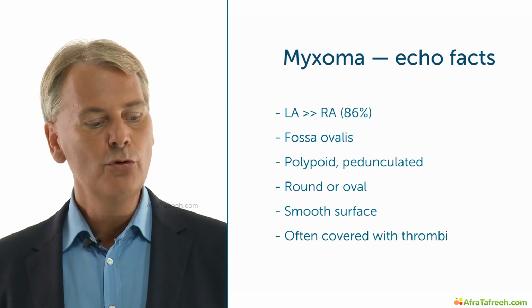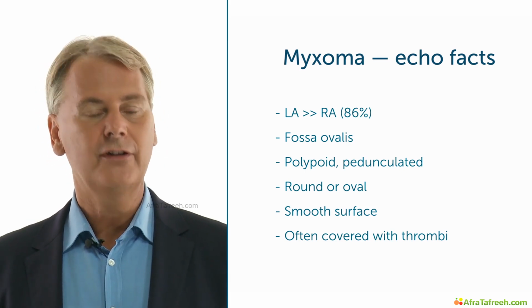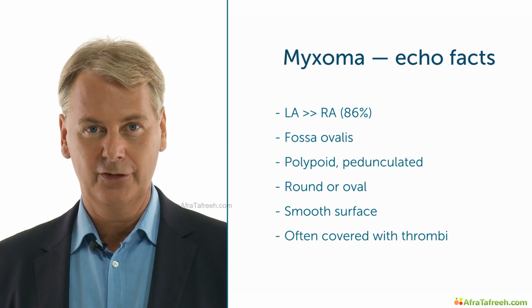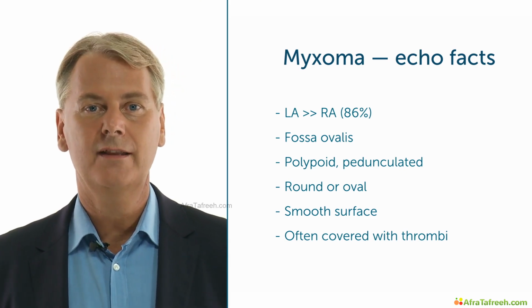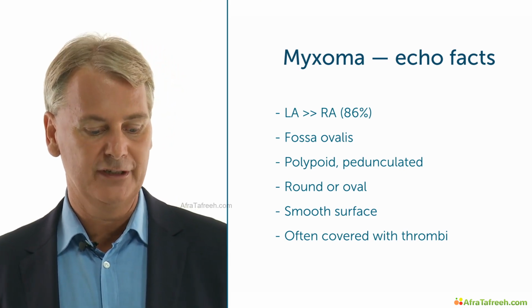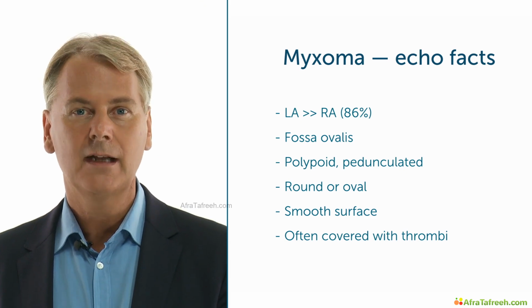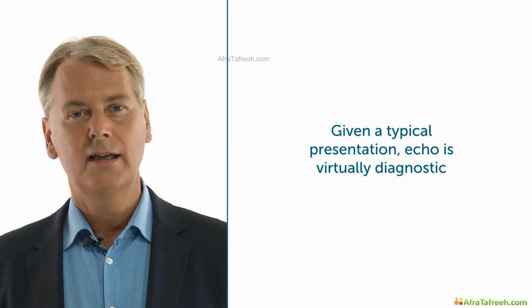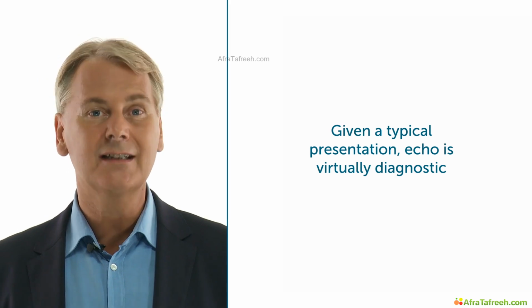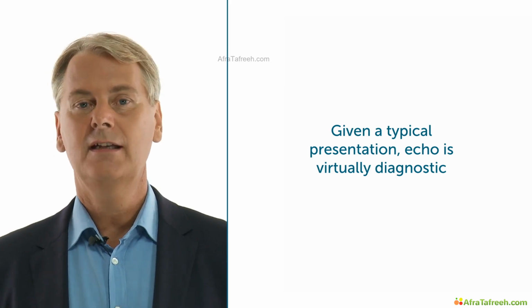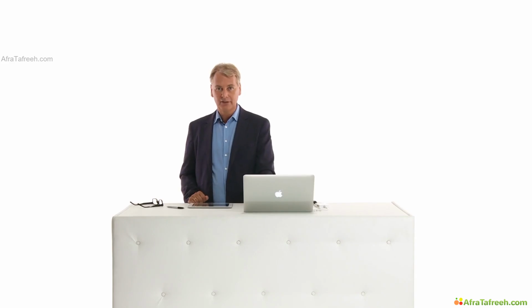They have a smooth surface, and often it is covered with thrombotic material, which is one of the reasons why these myxomas also have a predisposition to embolize. Now, the morphology of a myxoma is so characteristic that given in a typical presentation, echo is virtually diagnostic. What is the risk of having a myxoma?